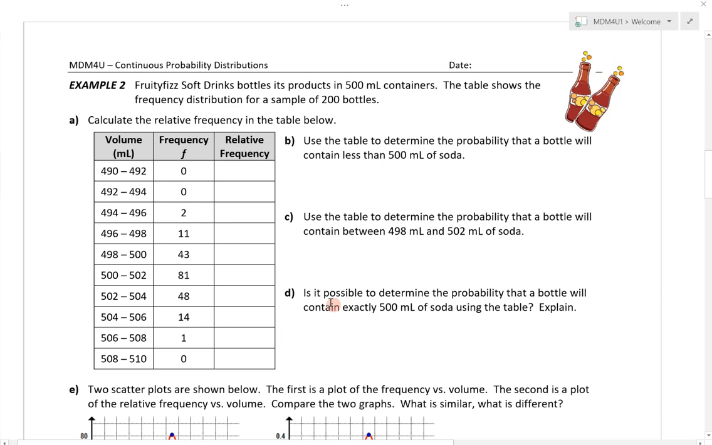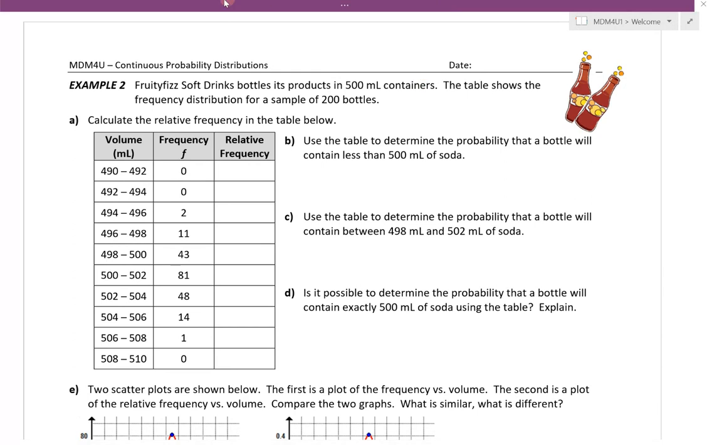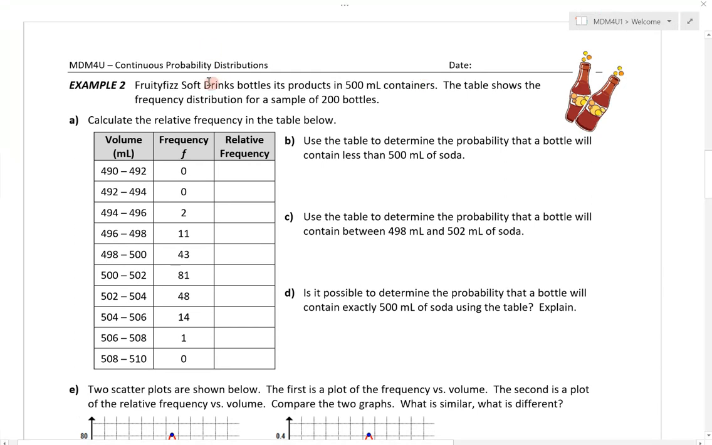Fruity Fizz soft drinks bottles its products in 500 milliliter containers. The table shows the frequency distribution for a sample of 200 bottles. So this is example number 2. Here's the table down below. Part A, calculate the relative frequency in the table below.